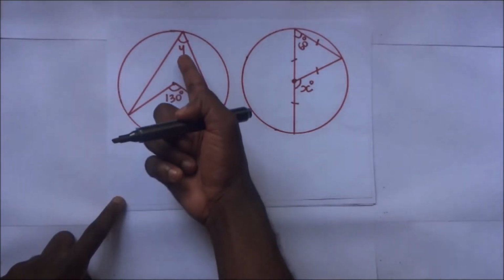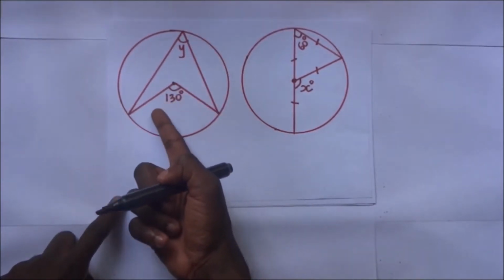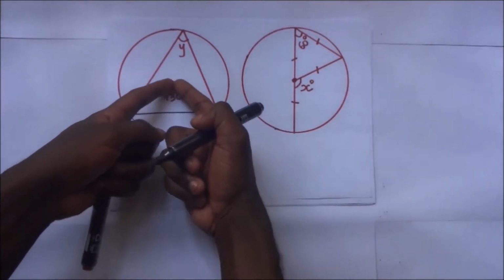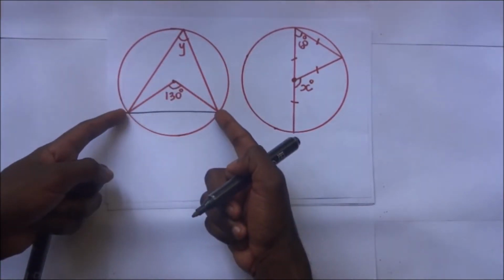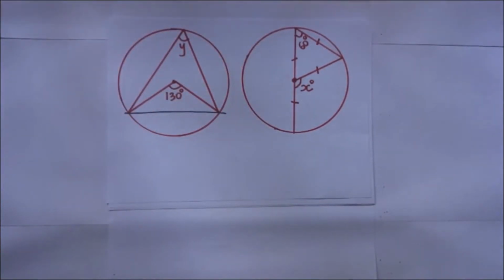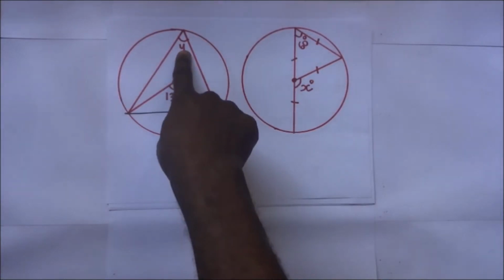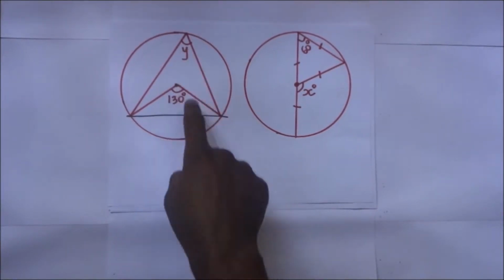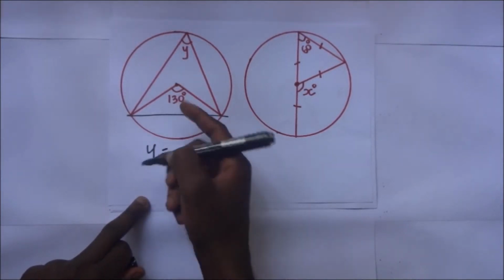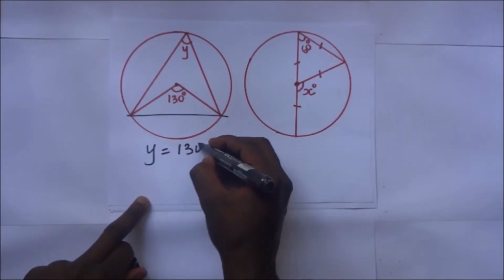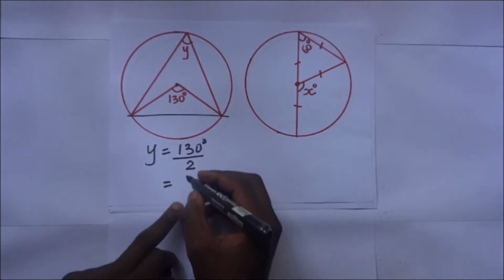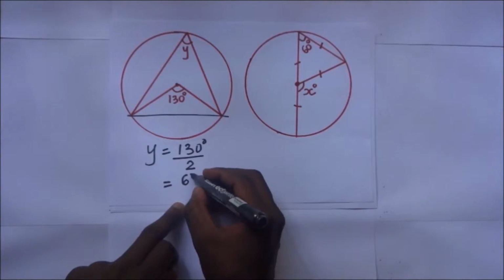We need to find the value of y, but we see that we have the same chord here. It is subtending 30 degrees there, and the same chord is subtending an angle y at the circumference. We know that this is twice that, by the property we just saw. So to get the value of y, we take 130 degrees and divide that by 2. And so our answer is going to be 65.